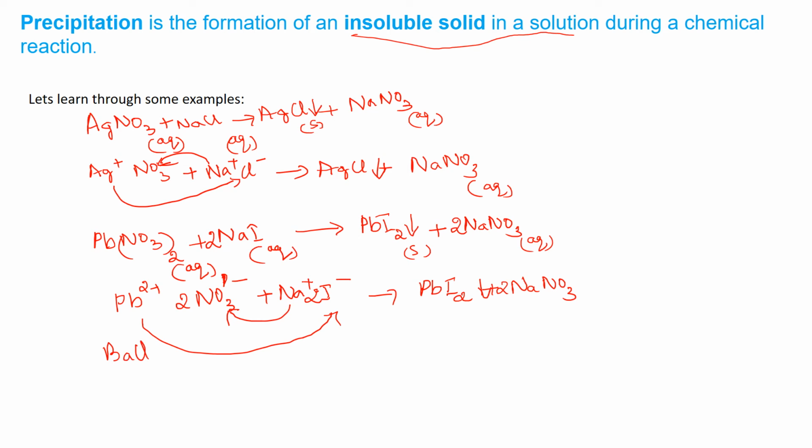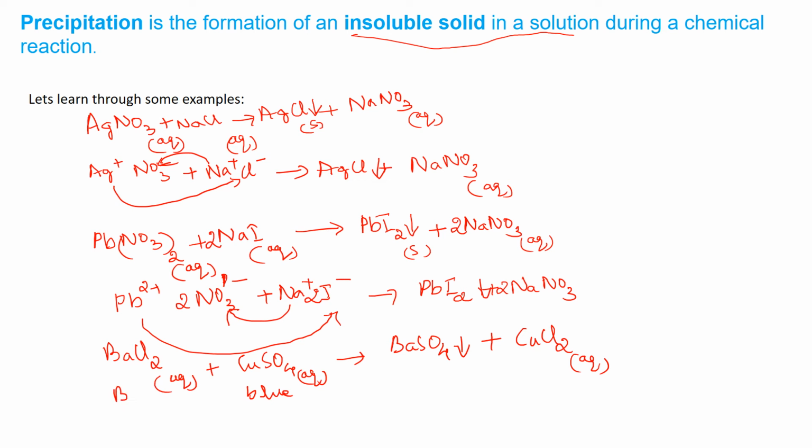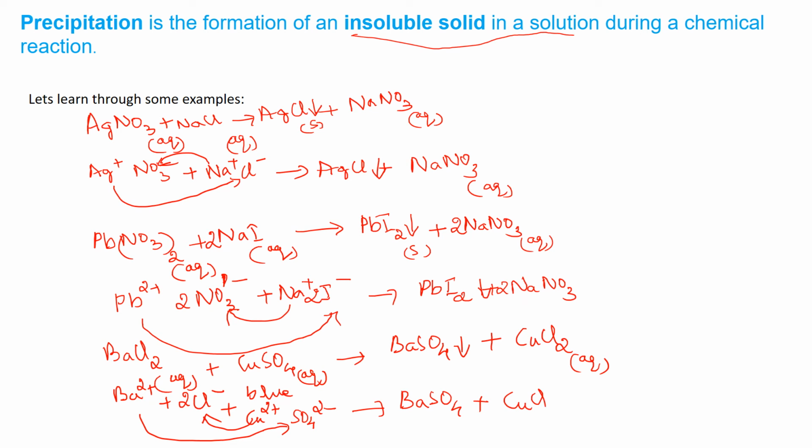Barium chloride, which is a salt solution, so aqueous, combines with copper sulfate, which is a blue colored solution. It forms barium sulfate, which is a precipitate, and then copper chloride is formed, which is an aqueous solution. So here you have to remember how it dissociates into ions. Ba2 plus and 2Cl minus combine with Cu2 plus and SO4 2 minus. Exchange of ions: Ba2 plus combines with the sulfate ion and copper will combine with 2 chloride ions. That is how barium sulfate and copper chloride are formed here.